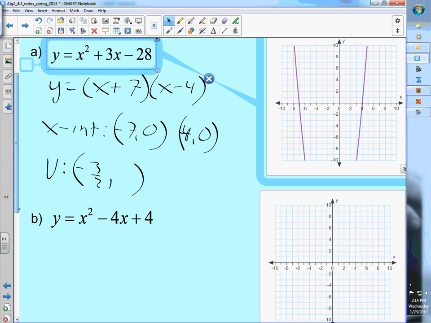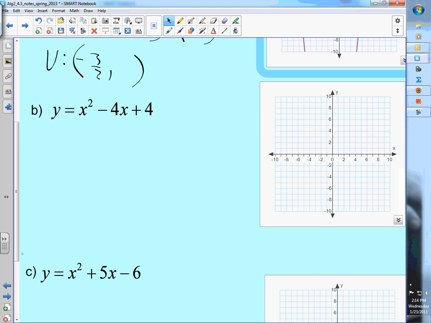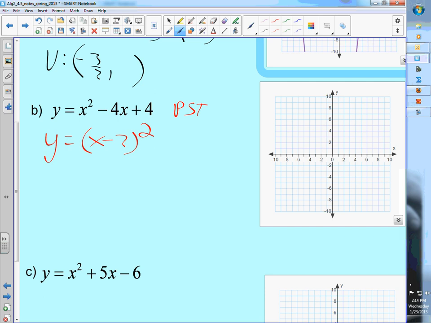Look at this next question. This one's a little bit different, and this poses a unique situation for us. What does this do for us? How does this factor? Right? This is a PST. And if you don't recognize it, you might miss that it's a PST. And you might miss that your only x-intercept or root is where? Is 2, 0.